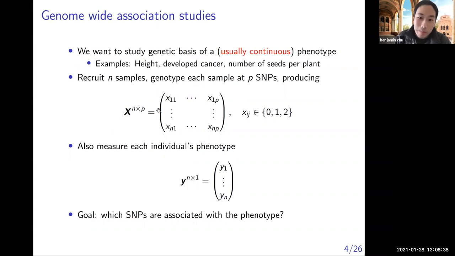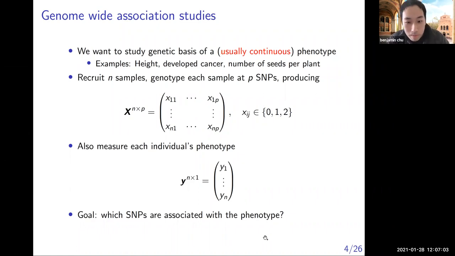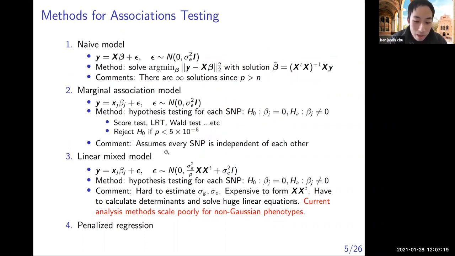You collect these data and assemble a design matrix X, which is n by p, and each entry is 0, 1, or 2. You also measure each individual's phenotype, y, such as the height or whether or not you get cancer. Given these two data, you basically ask which SNPs, or which genes, are associated with the phenotype. That amounts to asking which columns of this design matrix are associated with y. Is that clear? This is super popular. Everybody in genetics today does this at some point.